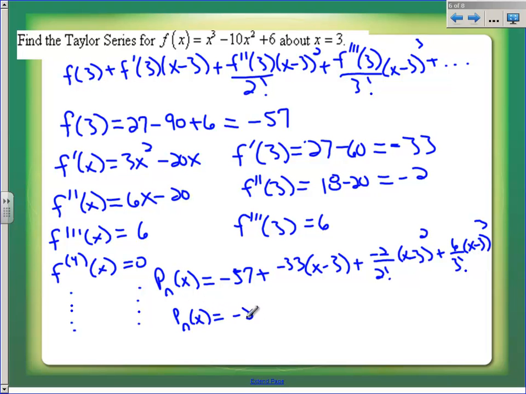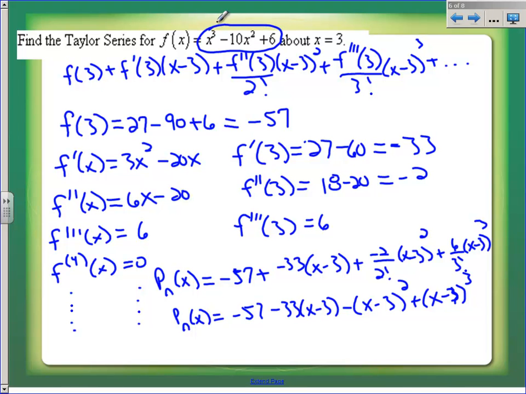So I'm going to have negative 57 minus 33 times x minus 3. And this is going to be minus 1 times x minus 3 squared, and then 6 divided by 6, that's also 1, x minus 3 cubed. So there we go, we've built it. And if you have the time, you should go ahead and maybe distribute all this and collect all your x's, and you're going to get right back to this right here. I think that's a good exercise.